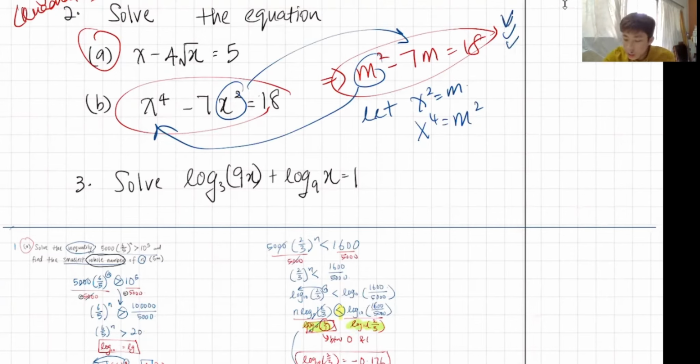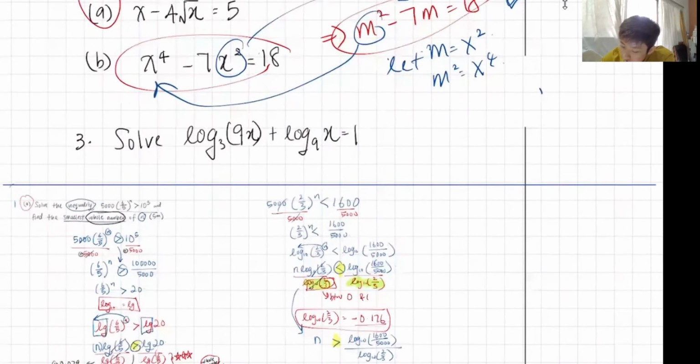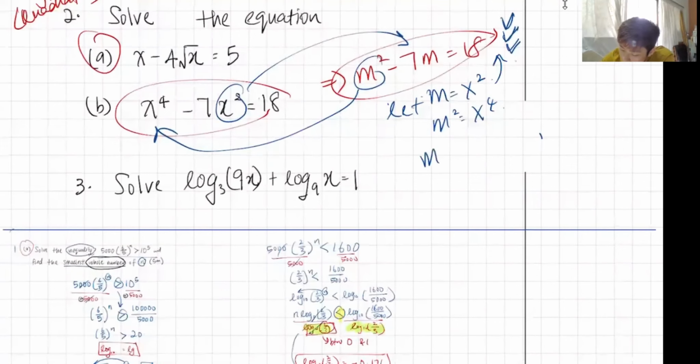Once you are done with this, you just solve for m. Find what m is. Once you have found m already, I think I should go through it with you first. What you do is you let m equal x squared. Why? Because you want to make this one a power of 1, so you make it m to the power of 1. Then you have m squared equal to x to the power 4. So what you do now is you have this equation, so you solve m squared minus 7m minus 18 equals 0.